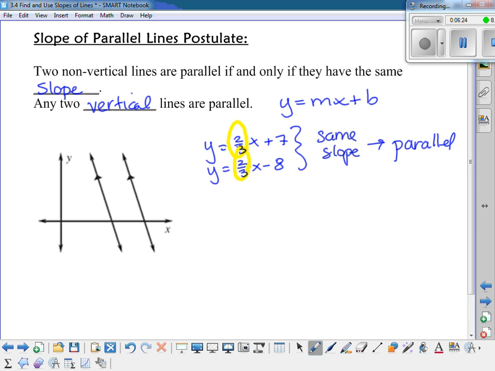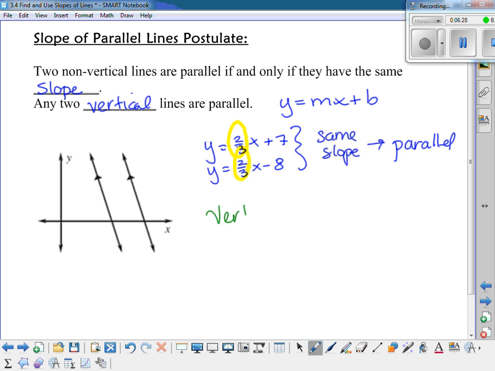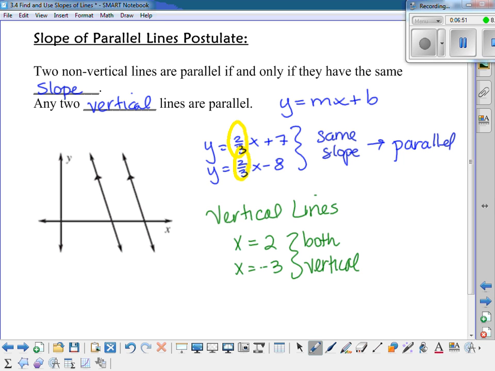And then if you were dealing with vertical lines, they aren't in the y equals mx plus b form. They can't be. Vertical lines are when you have x equal to a number. So for instance, x equals 2 and x equals negative 3. Those are both vertical lines. And since they're both vertical, you know that they are also parallel.